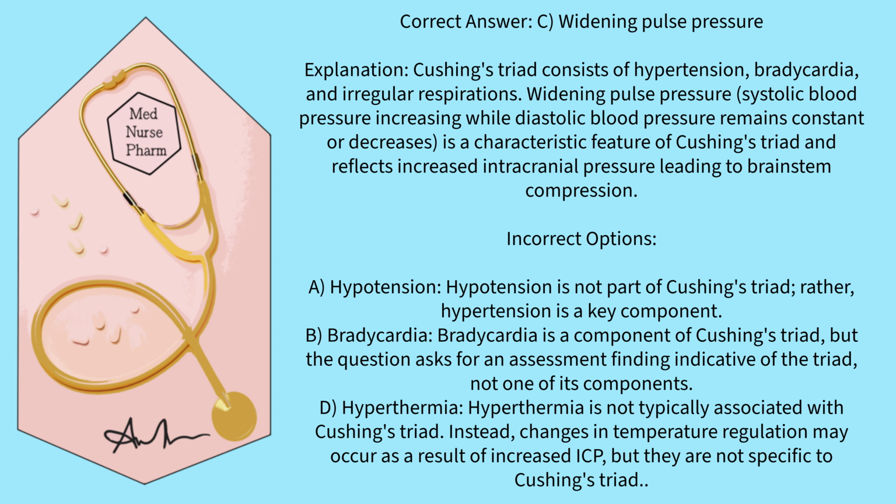Widening pulse pressure, systolic blood pressure increasing while diastolic blood pressure remains constant or decreases, is a characteristic feature of Cushing's triad and reflects increased intracranial pressure leading to brainstem compression.